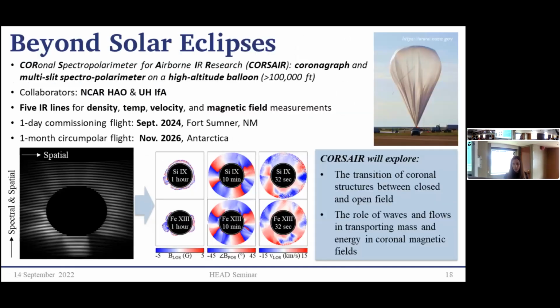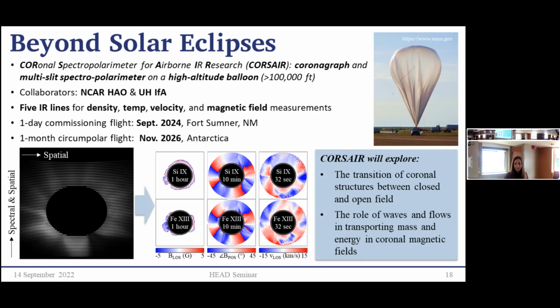And then we finally are going to measure magnetic field with our next instrument, and this is a non-eclipse instrument. So we're moving beyond eclipses, and we're moving away from just measuring plasma properties to measuring magnetic field with a coronagraph, a balloon-borne coronagraph. CORSAIR is the name of this instrument. It's a coronagraph, a spectrometer, and a polarimeter all in one. The polarimeter is what allows you to measure magnetic field, and that's why the other instruments couldn't do that. This again is a collaboration with the High Altitude Observatory as well as the University of Hawaii.